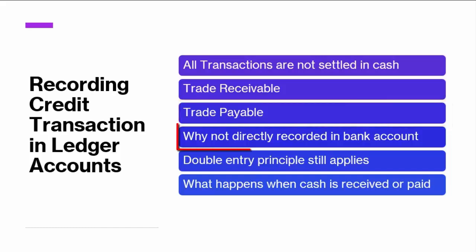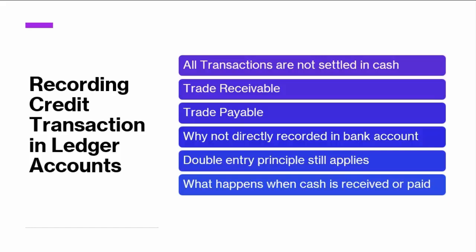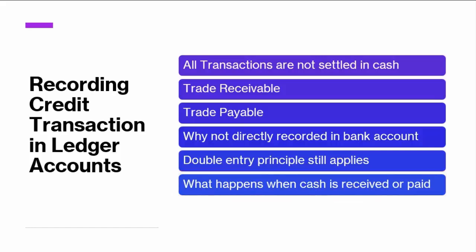2. Why not record it directly in the bank account? Since no cash changes hands at the time of the transaction, you cannot immediately record it in the bank general ledger account. Instead, you use trade receivables or trade payables to track the money owed. 3. The double entry principle still applies. Each transaction affects 2 accounts. One account is debited and another is credited to ensure the books remain balanced. 4. When cash is finally paid or received, the credit balance in the trade receivables or trade payables account is cleared by recording the cash payment or receipt in the bank general ledger account.